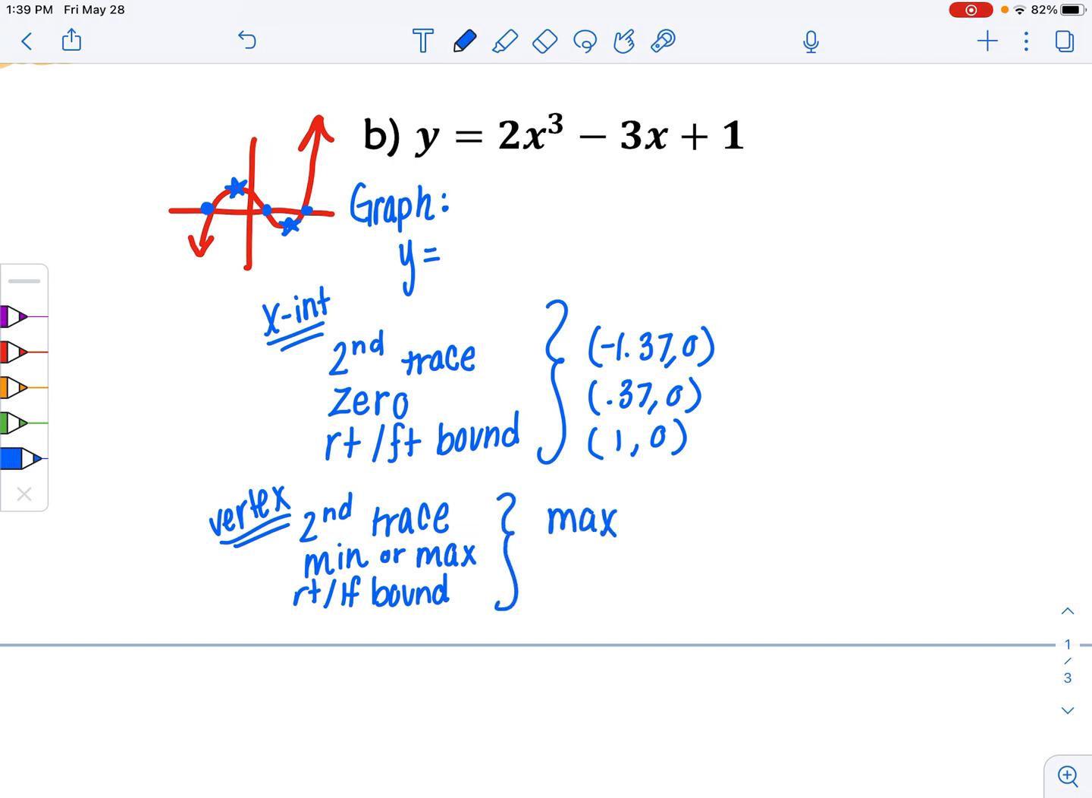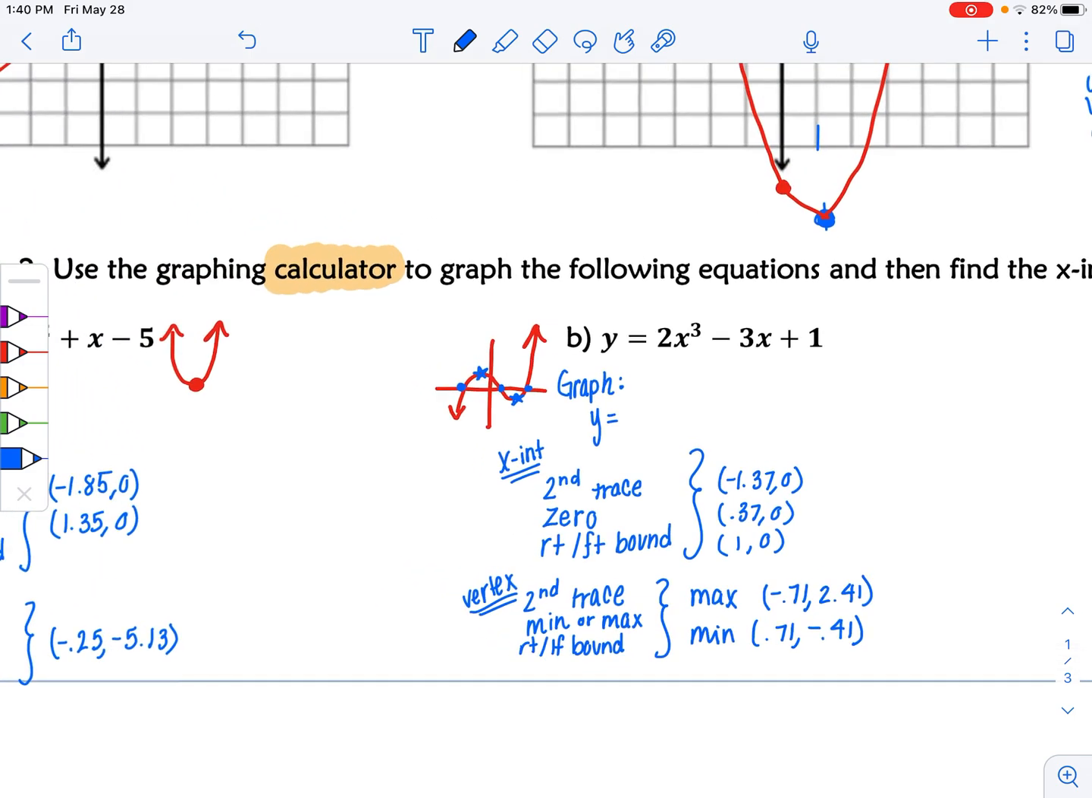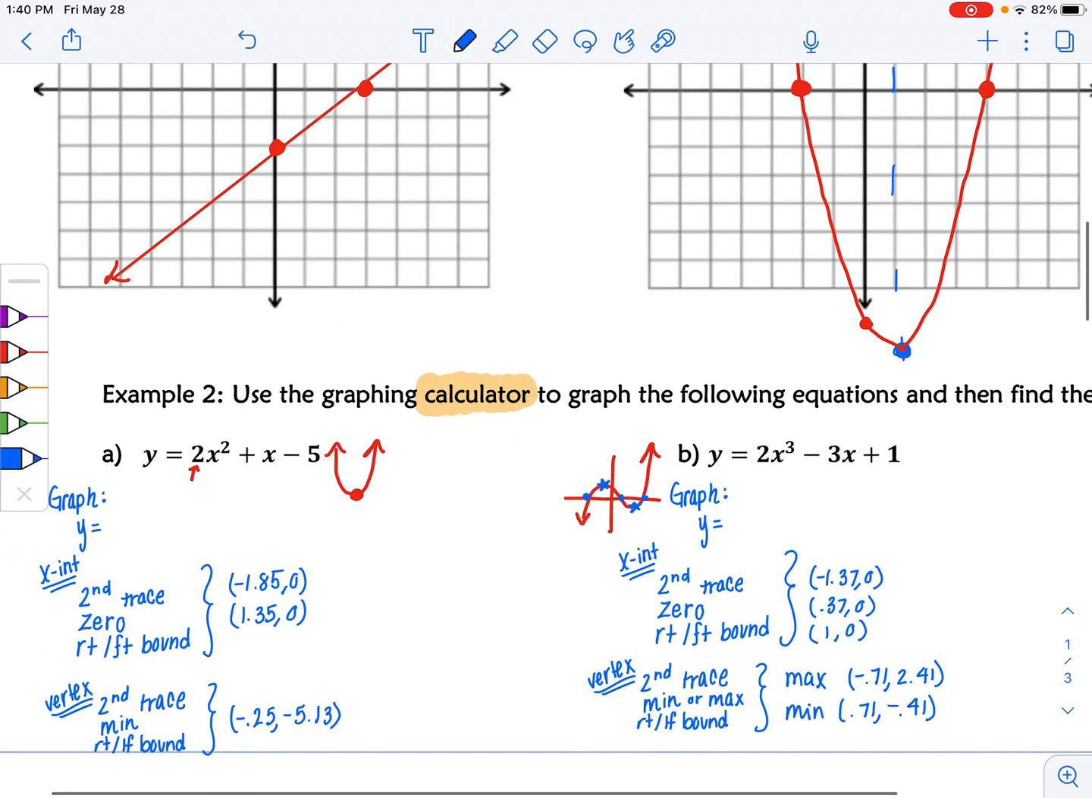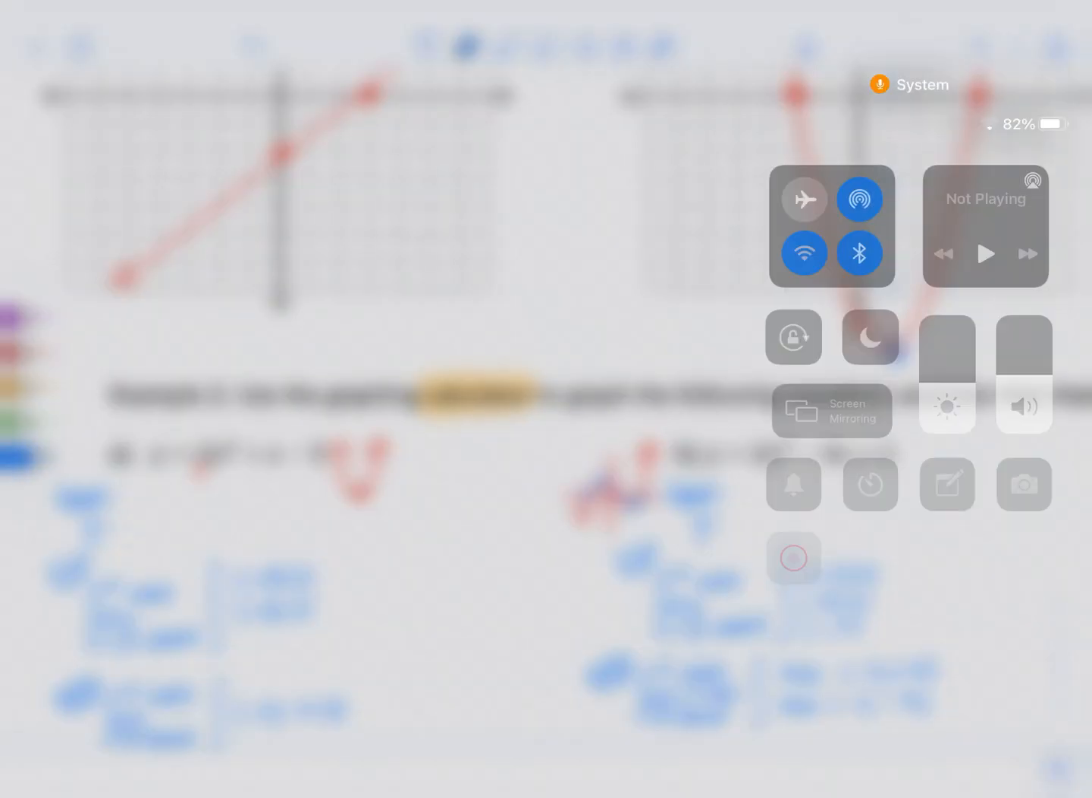Your answer should be your max. So that point on the left star should be negative 0.71, comma 2.41. And the min should be 0.71, negative 0.41. If you're able to get these, amazing. If not, we will talk about it in class. I'll pull up an actual calculator. We'll do it together. But at least you have the idea and the buttons. If you have questions, let me know.